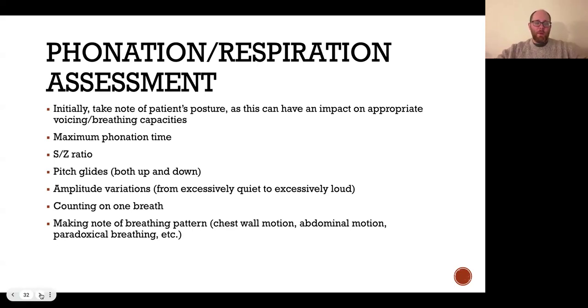You also might want to have them count on one breath. It gives you similar information to the maximum phonation time, but with more of a functional twist. So take a deep breath and count as long as you can. You also want to make note of their breathing patterns. So whether they're breathing from their chest or their abdomen, I can't show you because I'm out of screen, but does their belly go out when they breathe in? Or are they having paradoxical breathing? That means doing the opposite of what's expected. So if they breathe in and their chest caves in, versus if they breathe out and it goes out, that's a paradoxical breathing pattern.